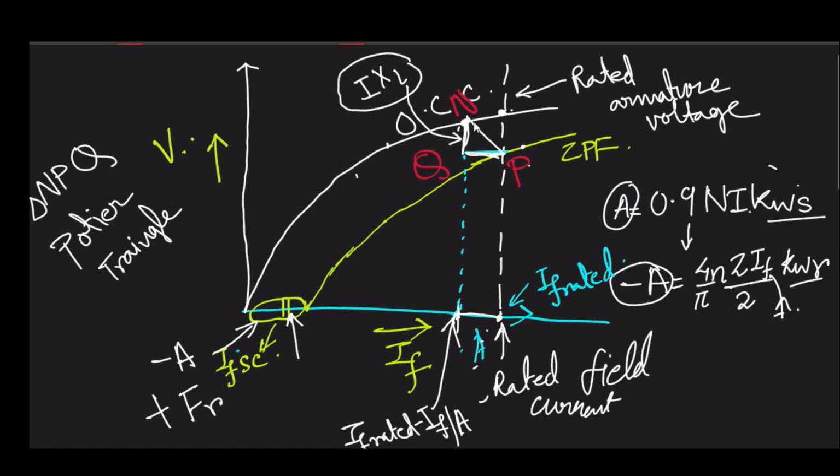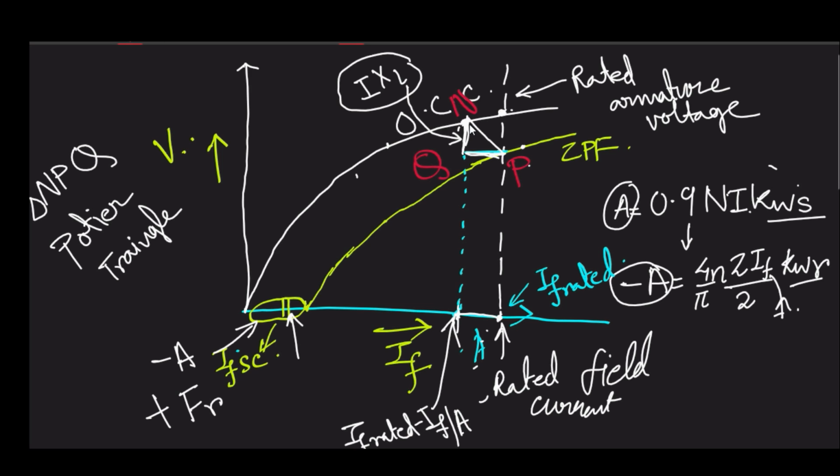Now for that, you find out your open circuit induced voltage that is shown by N. Then you join the three points N, P and Q to form your Potier triangle. So this is one method.